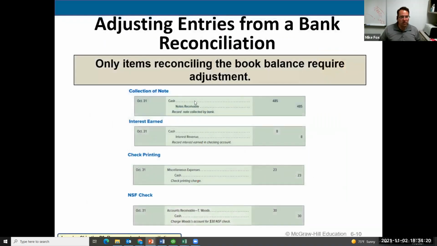So we're going to do journal entries for the collection of the note. We'll show our cash go up and our note receivable going down. For interest earned, we'll show our cash going up and our interest revenue going up. For check printing, we'll debit miscellaneous expense and credit cash. And then for the NSF check, we're actually going to debit accounts receivable because this customer now owes us this money since the check bounced, and we'll credit cash, show our cash going down.